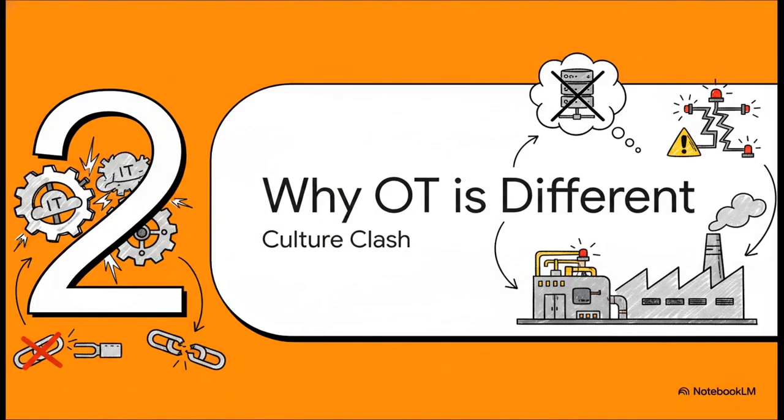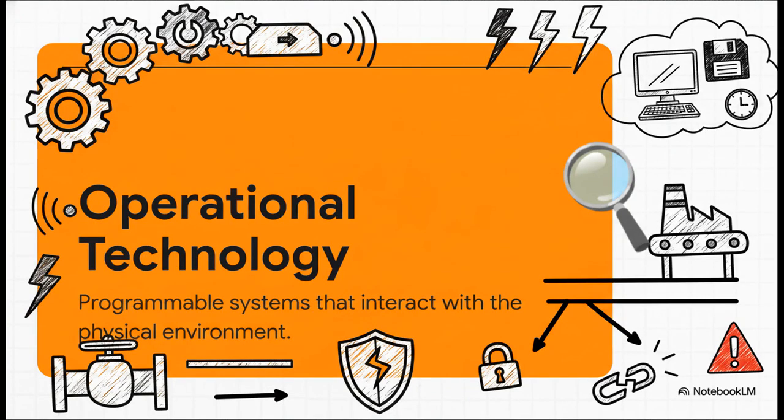Section 2. Why OT is fundamentally different. It's essentially a culture clash between two technological worlds. To really grasp this, we need to clearly define operational technology. OT is all about systems that directly interact with the physical environment. We're talking about sensors, actuators, and logic solvers running continuous physical processes in real time.